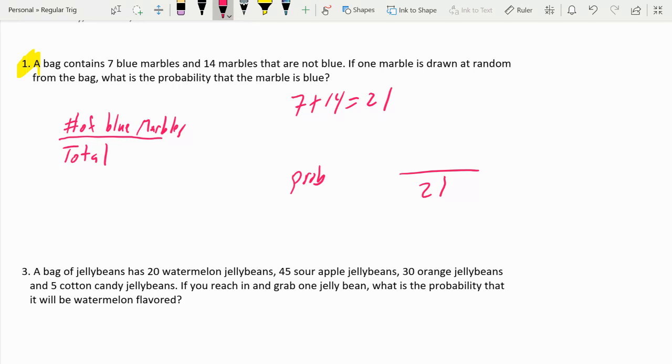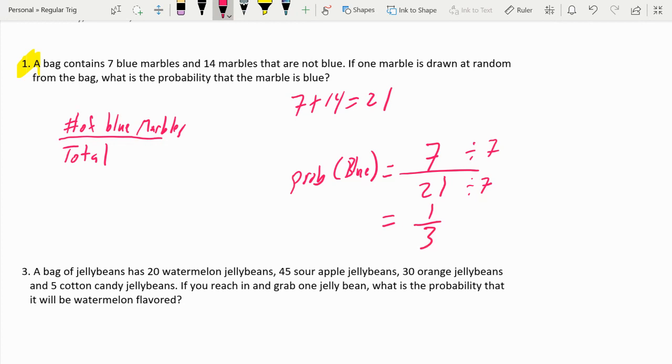The probability that the marble is going to be blue is going to equal, well, how many blue marbles did we start off with? We started off with 7 blue marbles. What was the total? Some simple arithmetic: 7 plus 14 gives me 21. Then reduce, you can divide both of these by 7. So we end up with 1 over 3.